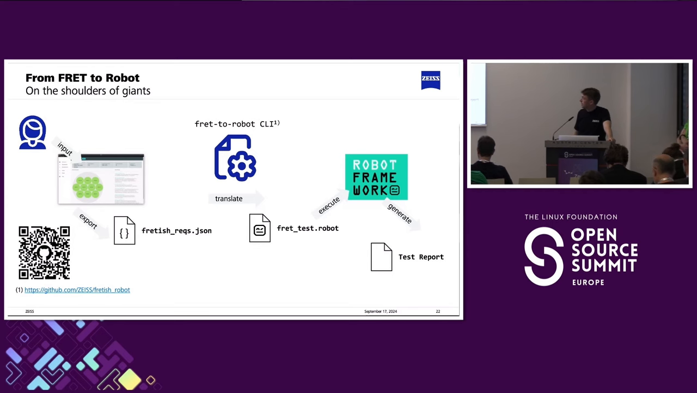This tool supports an export function. We can export the requirements to a JSON file. Then we are open sourcing a CLI tool called FRETtoRobot that can do a translation from FRETish requirements exported as JSON to robot files. And this is available on GitHub. Then again, we can rely on the robot framework to execute our test case, which then generates a test report for us.